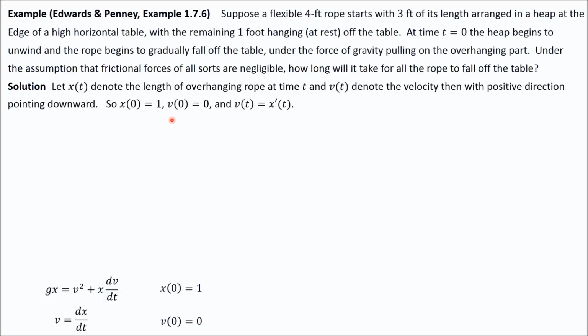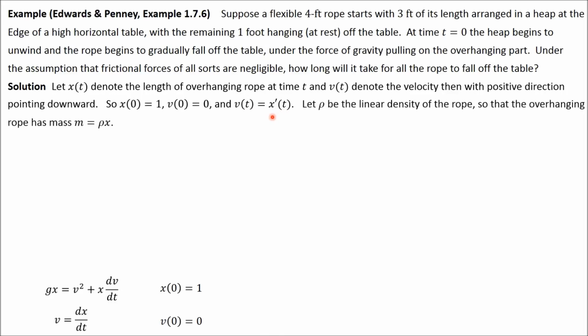So x of 0 is 1, because we started with 1 foot of rope hanging off the table, but the initial velocity is 0 because the rope started at rest. And we also know that, of course, by definition, velocity is the derivative of x. The speed that the rope is going down is equal to the rate. Well, this is really just a definition.